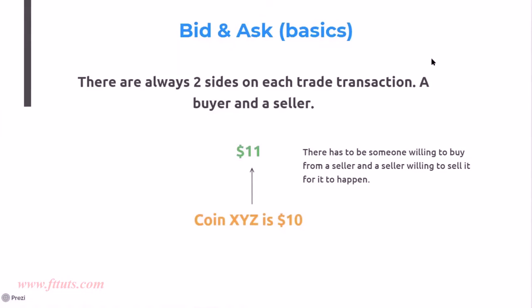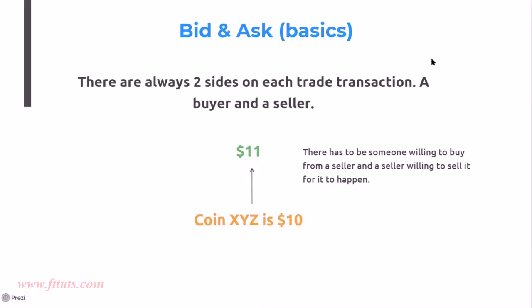Next thing we're going to talk about is bid and ask. So buyers and sellers, this is going to be the basics, and then we're going to be looking at it a little bit more into detail a little bit later on into the course. But there are always two sides on a trade and a transaction, a buyer and a seller.